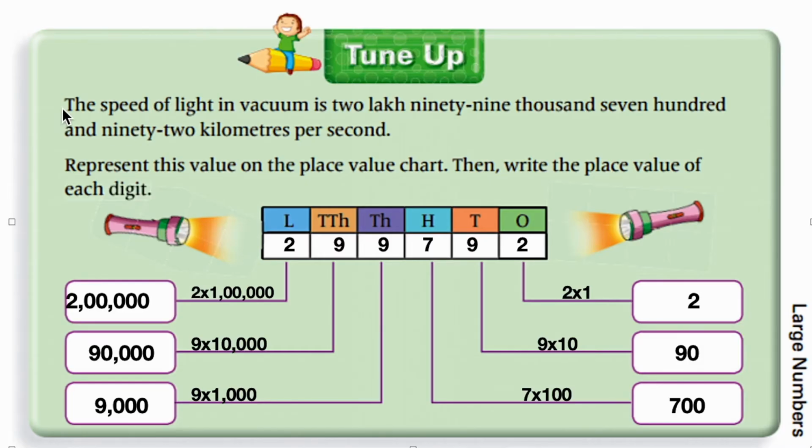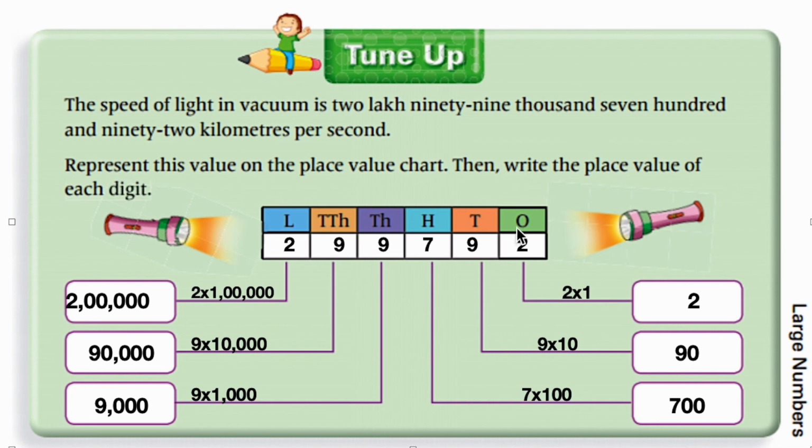Now students, the speed of light in vacuum, meaning space where there is no air, is 2,99,792 kilometers per second. So light travels these many kilometers in 1 second. Now represent this value on the place value chart. Then write the place value of each digit. So we have shown this number in the place value chart over here.